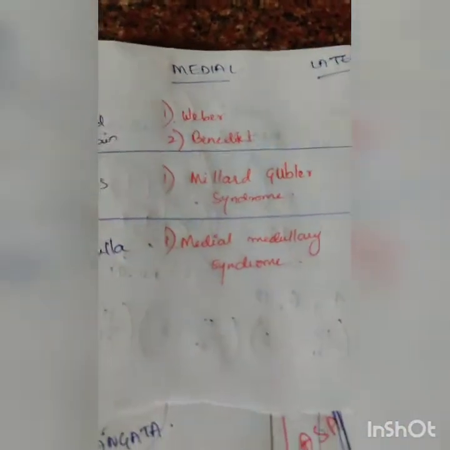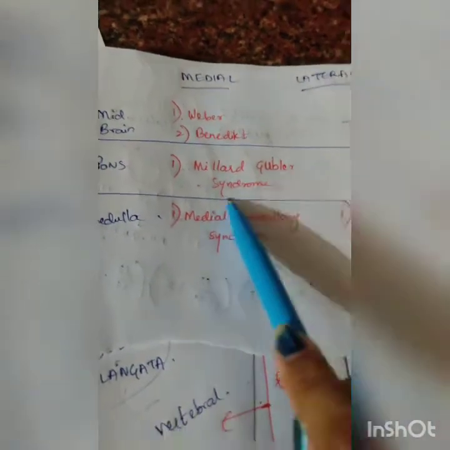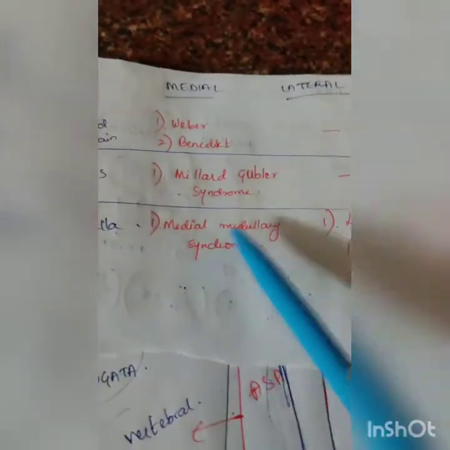Okay, so now there are only 5 syndromes that we have to know for FMGE. When there is a lesion on the medial side of the midbrain, it can either be Weber's syndrome or Benedict syndrome. I'll explain it to you later. And if there is a lesion on the medial side of the pons, it is called Millard-Gubler syndrome. And on the medulla, it is called medial medullary syndrome.